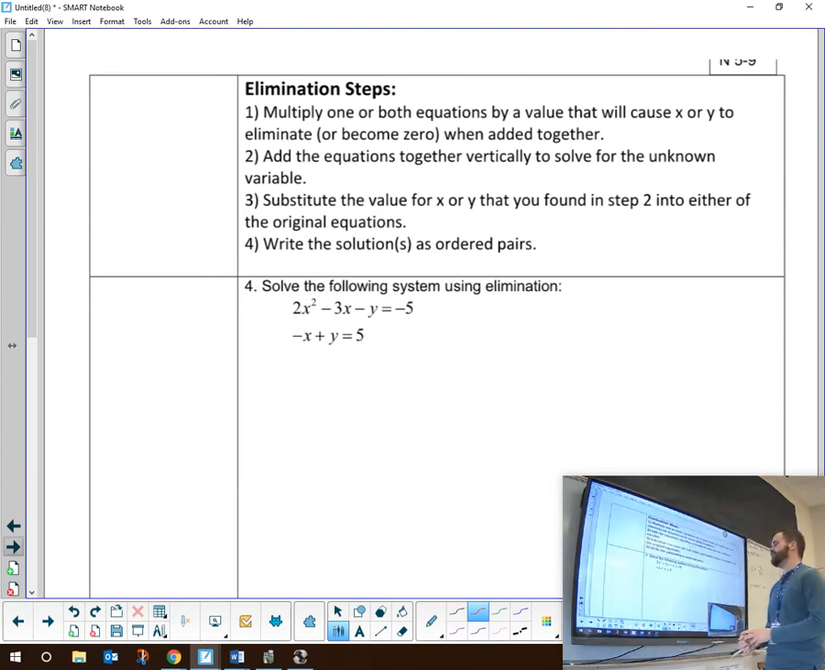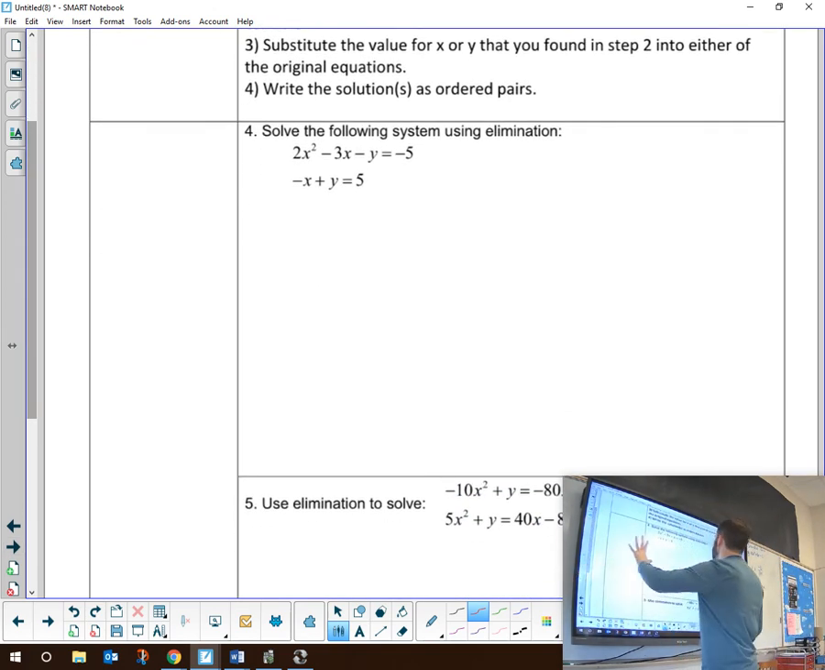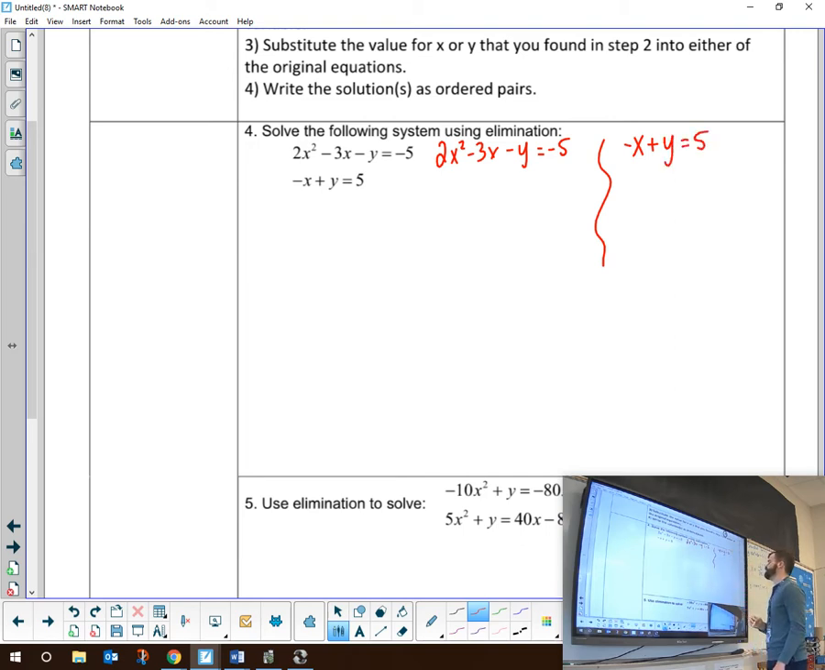Now, elimination is honestly one of my favorite ways to solve it, because all we do is, remember, we match it up where it'll cancel out, and then we just put it together. So let's write this out here. Remember, I always like to write them out side by side and give myself plenty of space. So I'm going to write out 2x squared minus 3x minus y equals negative 5. And on this side, I'm going to have negative x plus y equals positive 5.